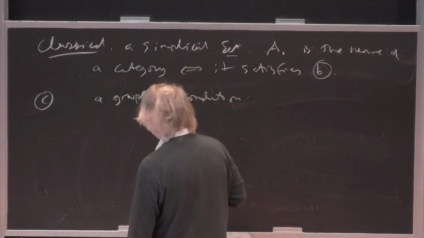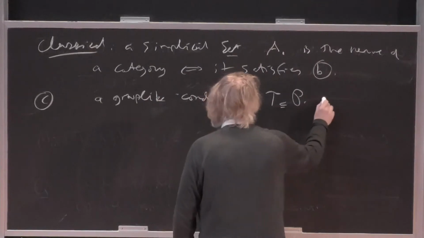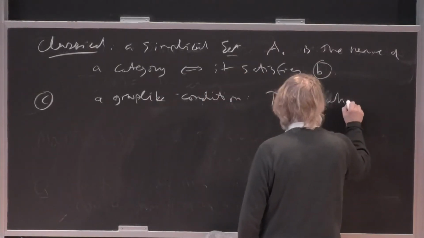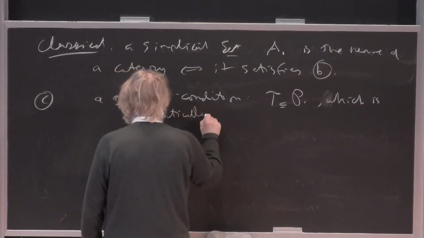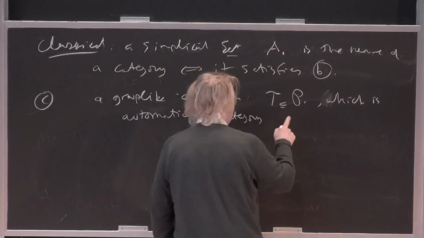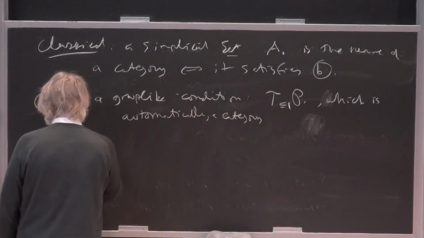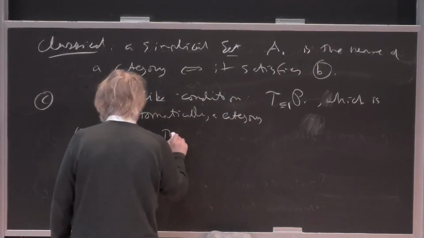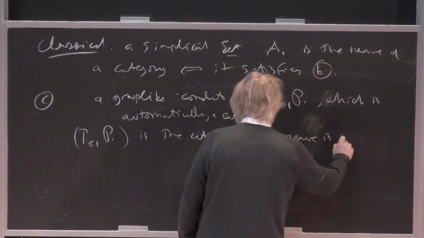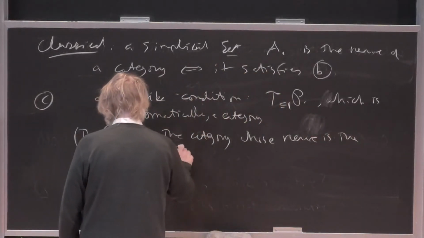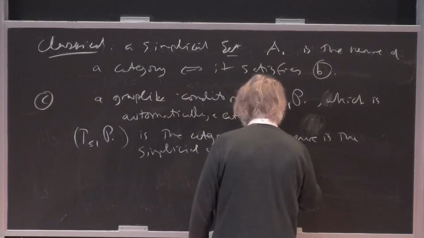Which we can write, I'll need to explain this at some point, or you can imagine what it means, but which is that the tau less than or equal to 1 of the p dot, which is automatically a category. Maybe I could say what this is. So tau less than or equal to 1 of p dot is the category whose nerve is the simplicial set n maps to pi 0 of p dot, pn.